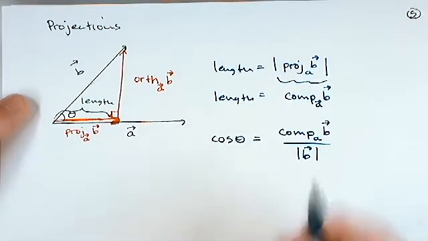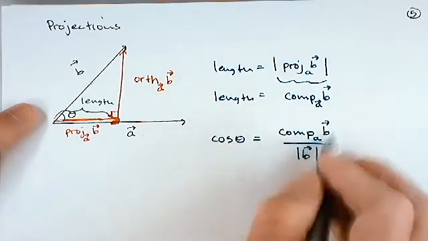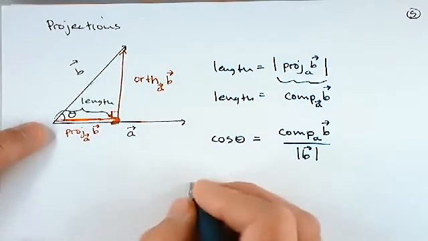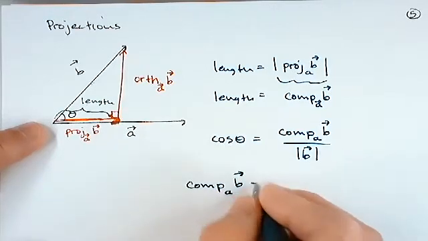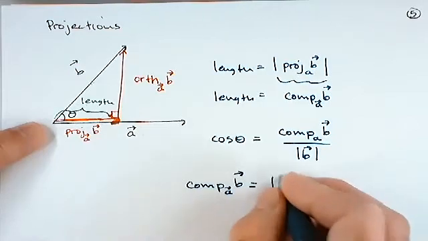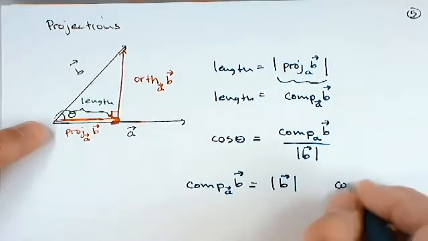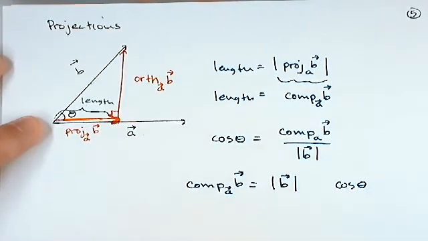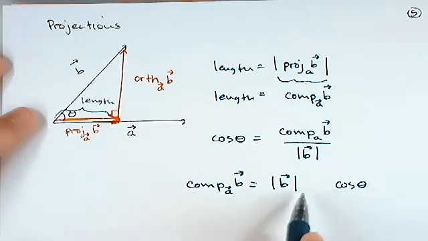So let's solve for this. This is what I want to find a formula for, the component of B onto A. If I just multiply this over, that's equal to the magnitude of B times the cosine of theta. Now you'll notice I left a big gap here, didn't I? I said this times this, but I left a big gap. And here's why. This is the way I think about it.